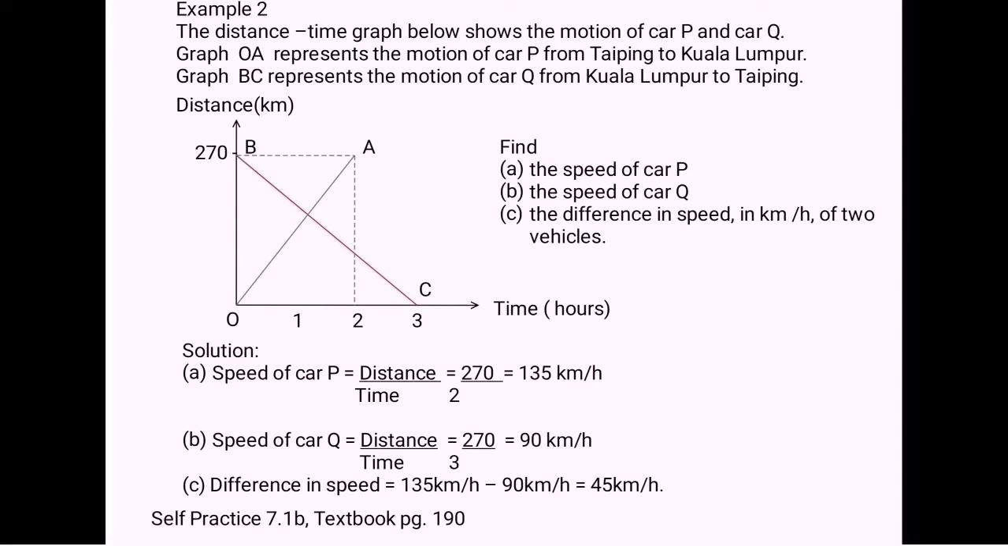A, speed of car P, so distance over time, we have 270 divided by 2. Which one is P? This is P.